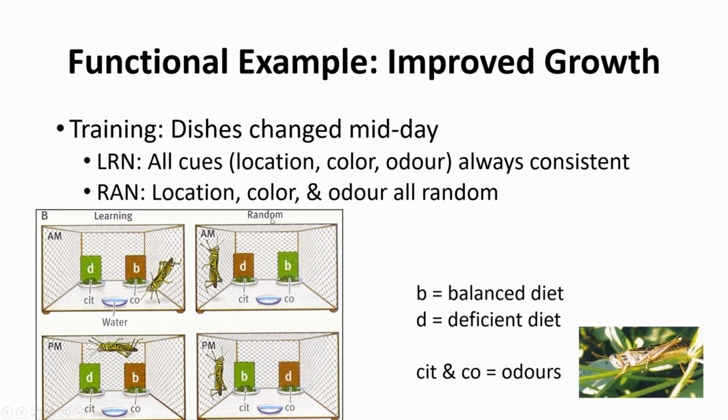For our random group, in this situation, everything was randomized. So the location would randomize. Sometimes the deficient was on the left, sometimes it's on the right. The colors could be randomized. The odors could all be randomized. So we can control for each of these individually, where maybe you'd hold some of them constant and not others. But basically this group, because of that random changing, they prevented those grasshoppers from learning any kind of association. So they couldn't predict which of the plates would have the deficient food and which would have the balanced food. At least that's the theory here.